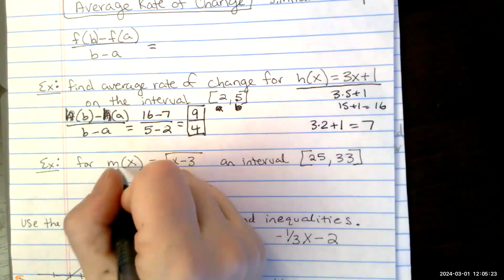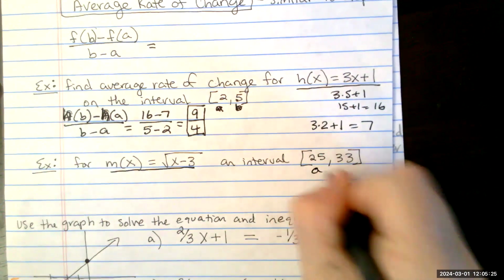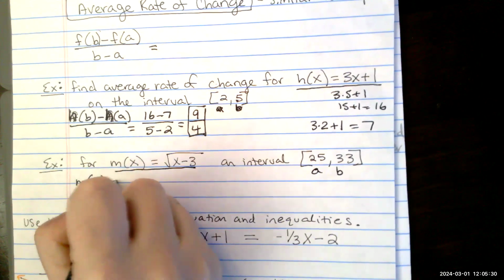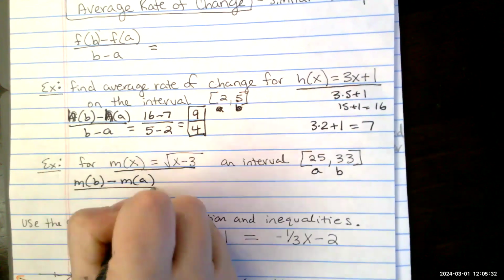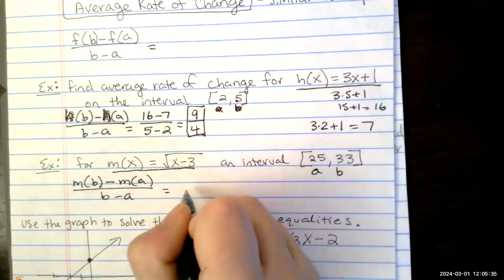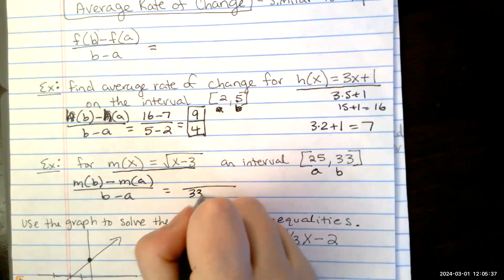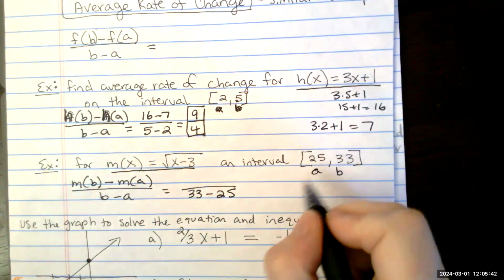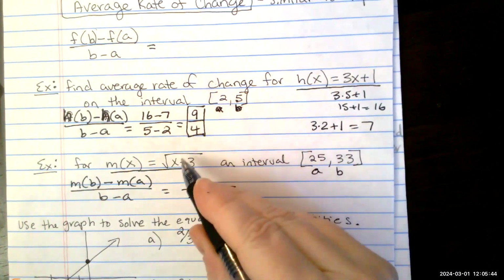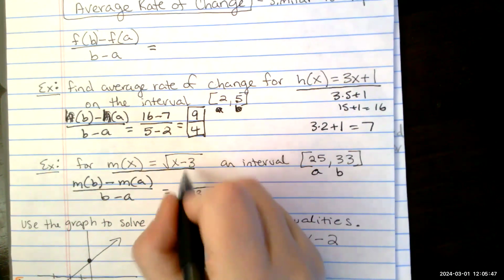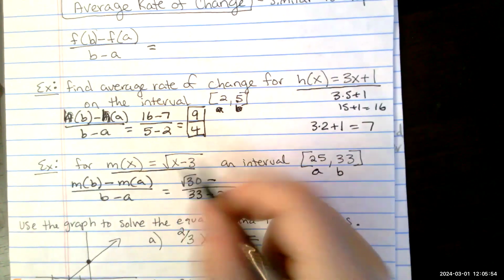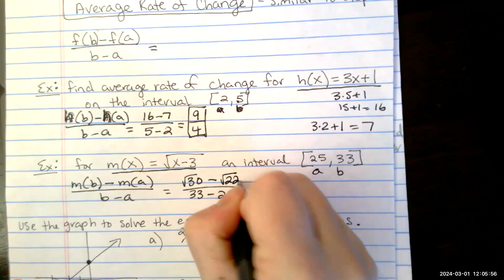In this case, here's my equation. Here's my A, here's my B. So we're really finding M of B minus M of A over B minus A. So again, the bottom is the easy part. The top is what we get when we plug these things in. So plugging in 33, I would get 33 minus 3, so the square root of 30, minus plugging in the 25, I get the square root of 22.